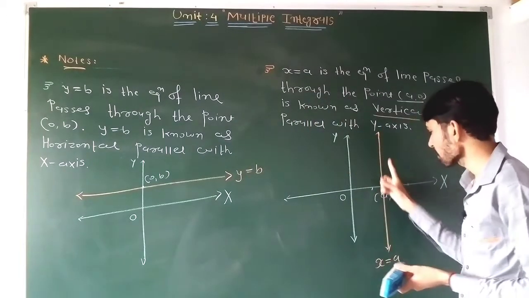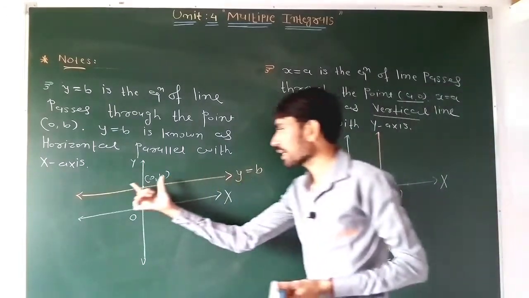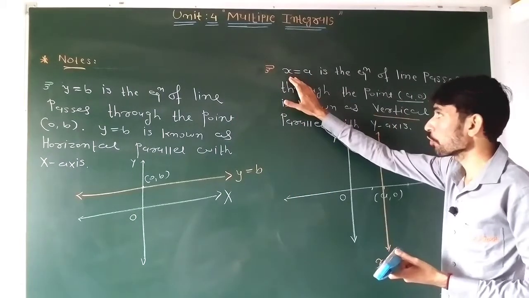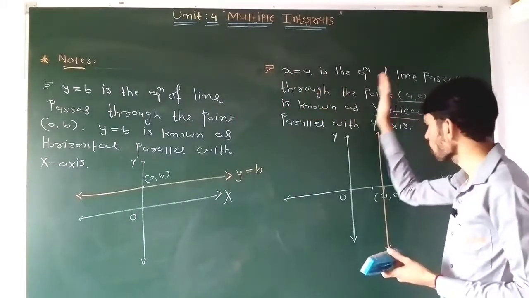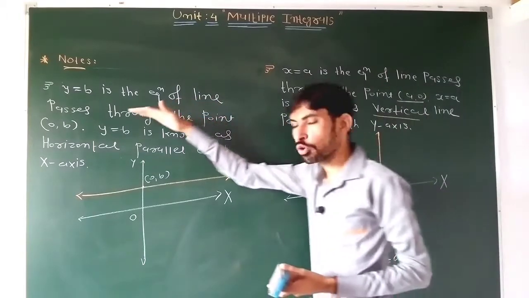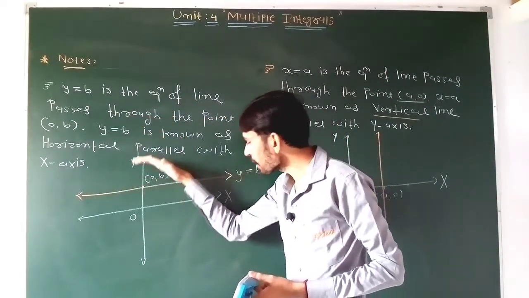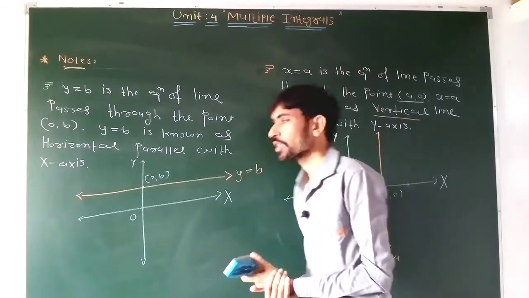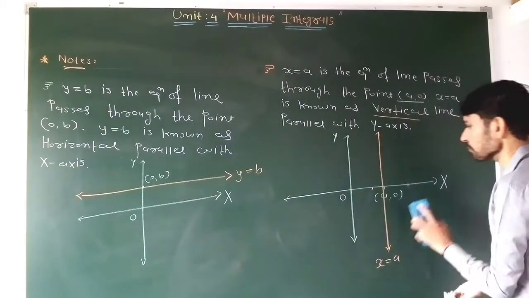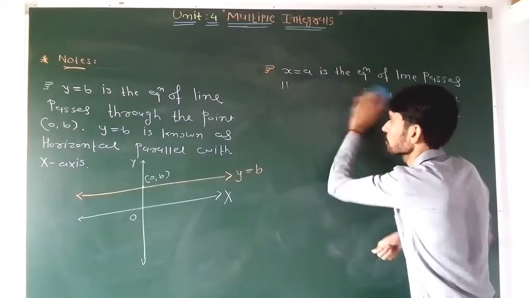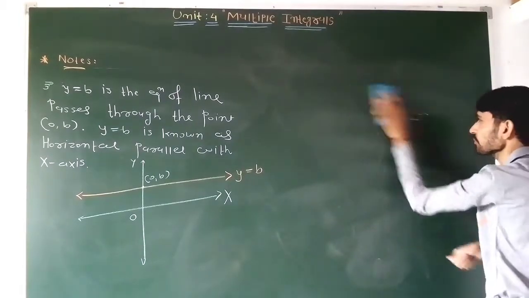Friends, vertical lines are the ones that stand upright, and horizontal lines are the ones that lie flat. So keep these two things in mind. X is equal to a is the equation of a line that passes through the point (a, 0). Y is equal to b is the equation of a line that passes through the point (0, b) and is parallel with the x-axis. Here we take examples so you understand better.